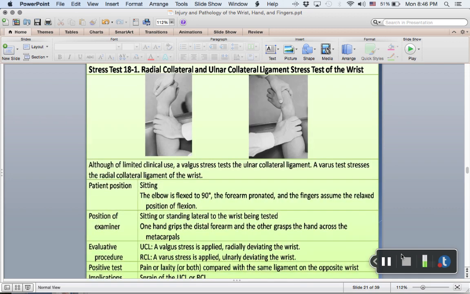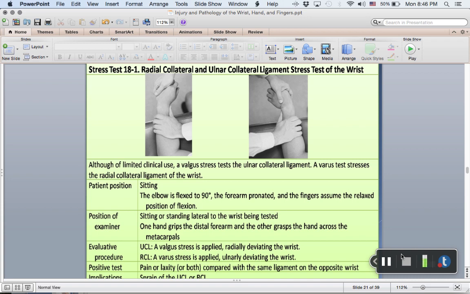These images show radial collateral and ulnar collateral ligament stress tests of the wrist, so valgus stress and varus stress. A lot of times they say the best way to do it is to have someone put their forearm on a table. That way it stabilizes better. A lot of times someone's just holding it, and you might get more twisting, pronation, supination. But if you put them on the table, that limits that, and you make sure you're just getting the wrist range of motion. Like when you're measuring wrist range of motion, put them on the table and have their wrist and hand hang off the side. Make sure they're relaxed.